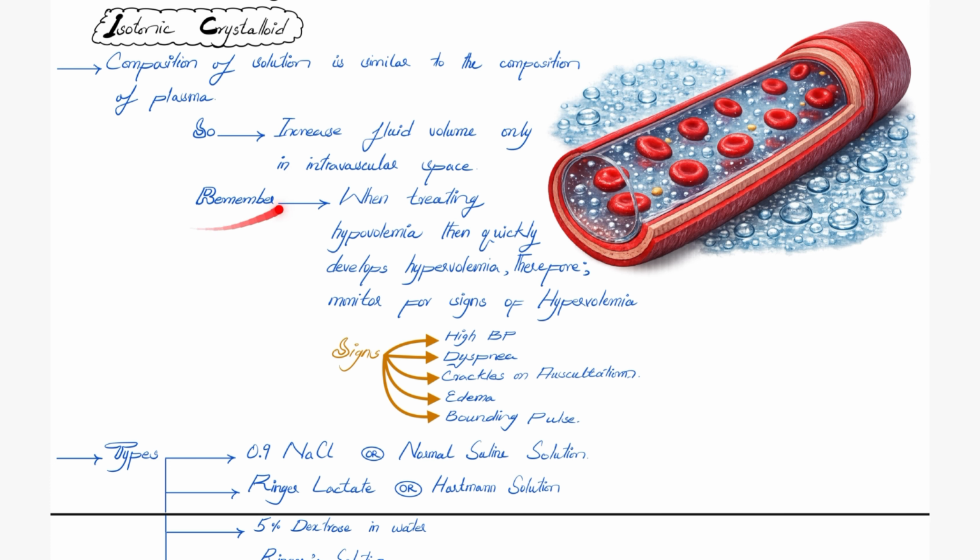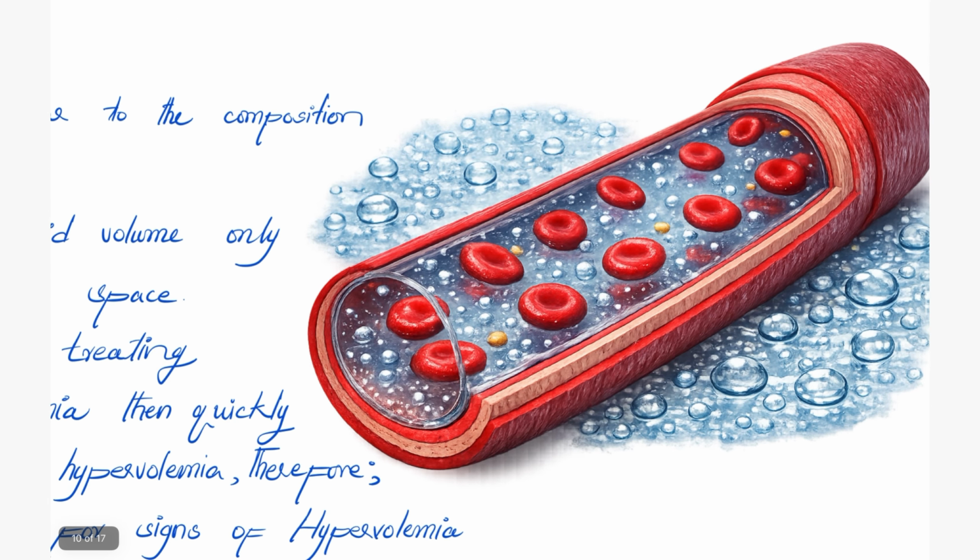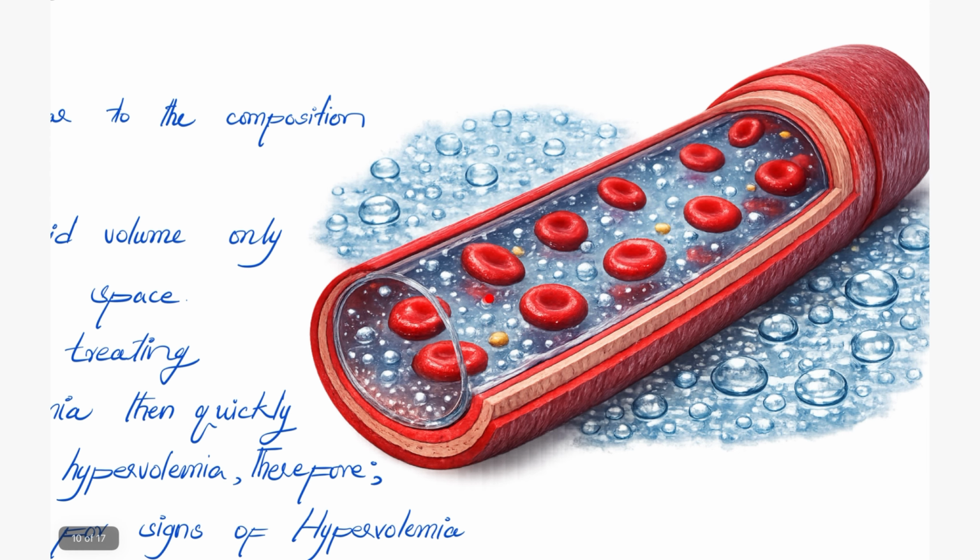But one should remember, when treating hypovolemia, the patient can quickly develop hypervolemia. Therefore, monitor for signs of hypervolemia like high BP, dyspnea, crackles on auscultation, edema, and pounding pulse. So as you see in the image, this is an isotonic crystalloid. The solution remains inside the blood vessels, and it does not interfere with the fluid present in the interstitial space or in the intracellular space. So it only increases fluid volume in the intravascular space.